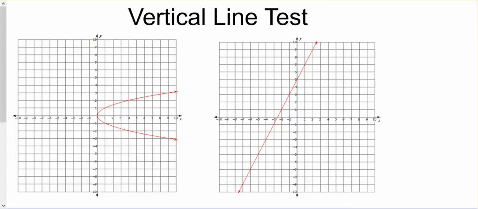So we can look here and pick out a point, and this point right here is the point 4, 2. So that means when we input a 4, we get out a 2. And the reason why this particular line or shape isn't a function is because I also have another x value here that's a 4, but now my output is negative 2. So for the same input, I have two different outputs, and that makes this not a function.